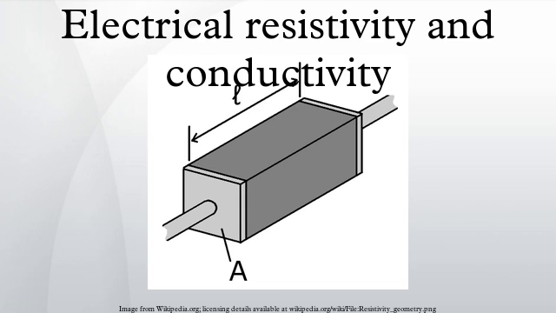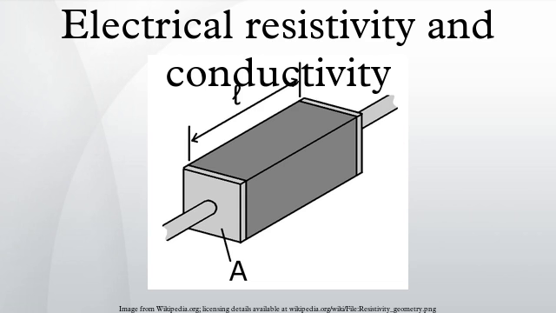Complex resistivity and conductivity. When analyzing the response of materials to alternating electric fields, in applications such as electrical impedance tomography, it is necessary to replace resistivity with a complex quantity called impeditivity.